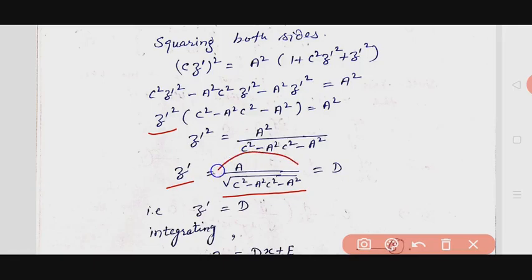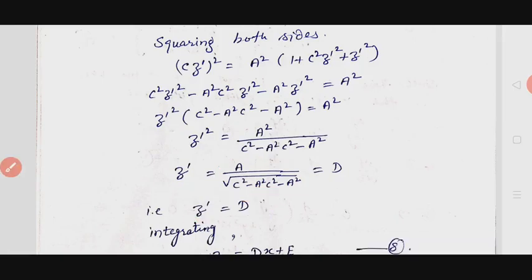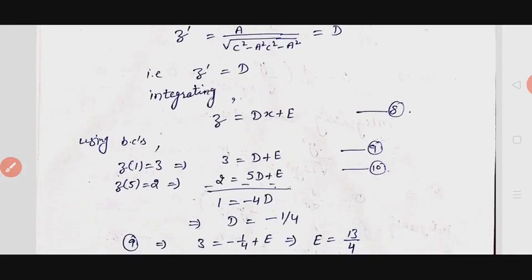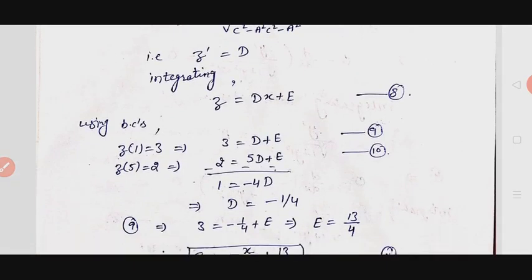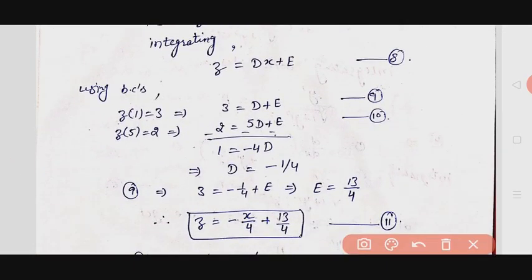But ये आपकी constant value है, I call this constant d. So that means z dash is equal to d. When you take the integration, that will be z is equal to dx plus some e, where d and e are the constants. But हमारे पास boundary condition given है for the z. z 1 पर आपकी वैल्यू दे रहे हैं 3 और z 5 पर वैल्यू दे रहे हैं 2. So when you put x equal to 1, z equal to 3, you will get d plus e equal to 3. And when you put x equal to 5 and z equal to 2, you will get 2 is equal to 5d plus e. So इन दोनों को सॉल्व करके d और e की वैल्यू निकालते हैं.